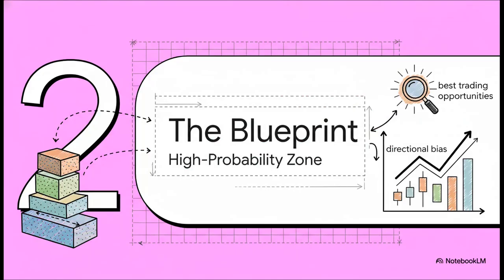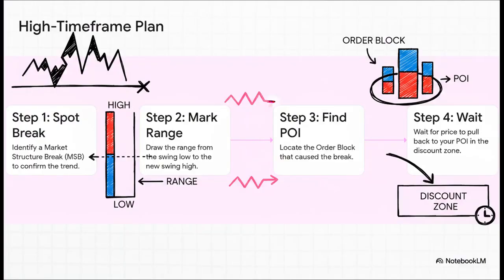All right, now that we have those 5 building blocks in place, let's actually put them together and construct the blueprint. This is where it all clicks, and we can find our directional bias and start pinpointing those high probability zones for our trades. Here it is, the blueprint in 4 clear steps.